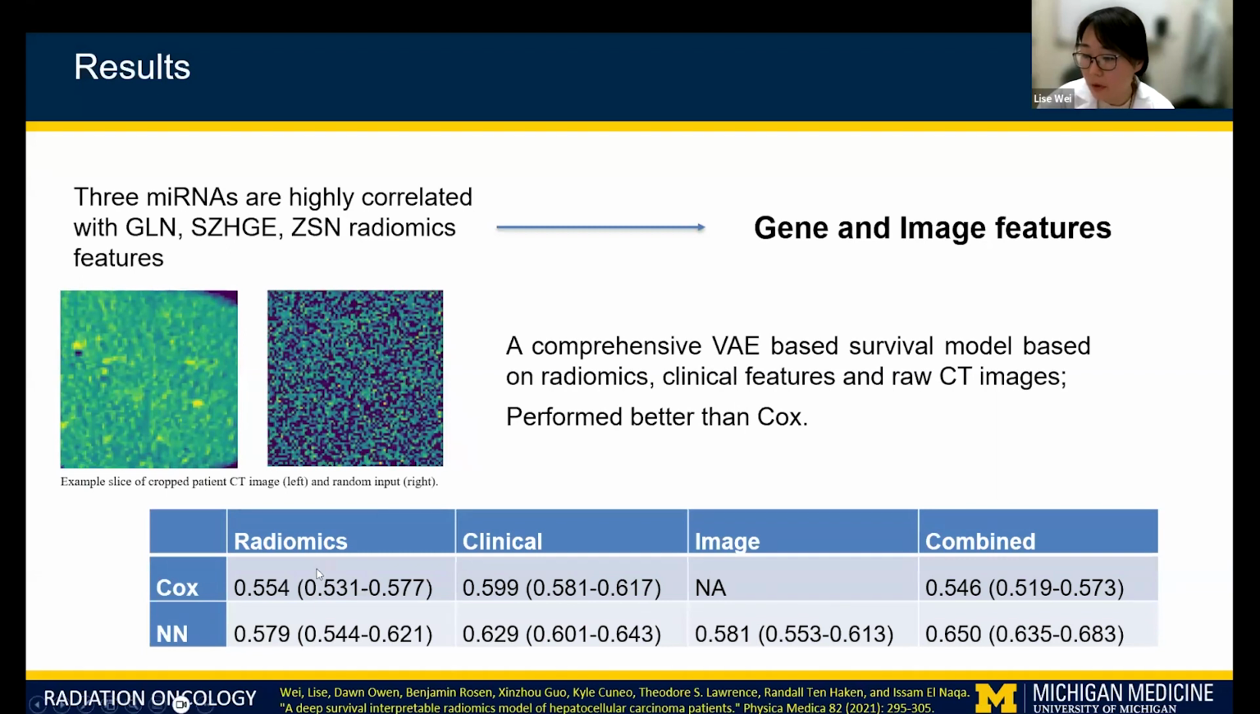And so the table shows the survival prediction result. The C-index values here are a common metric for how accurate the survival time-to-event analysis is. We can see the Cox model cannot be used for image data. It can only deal with one-dimensional features. So that's why this is NA for image. The neural network generally outperforms the Cox model, and combining different types of information will also be better than just using a single modality.